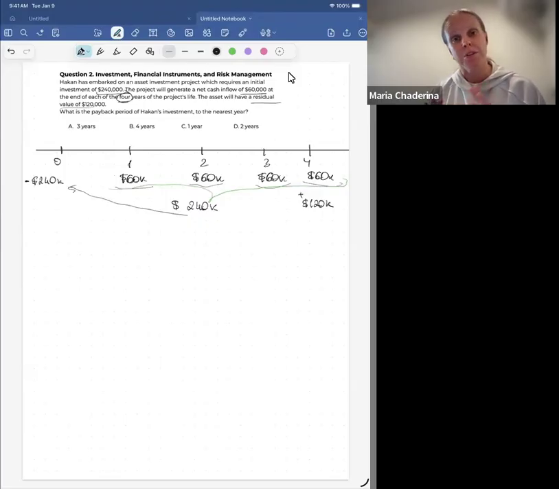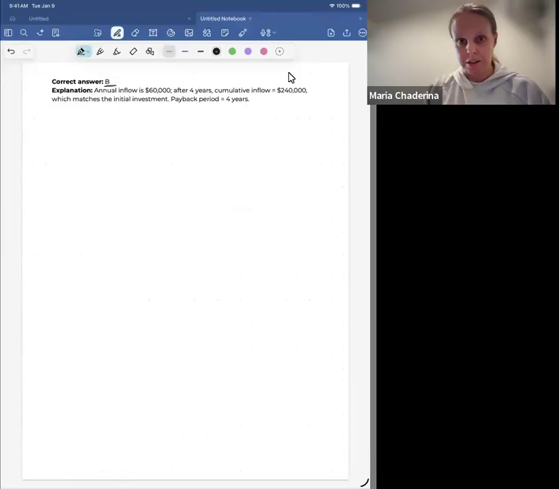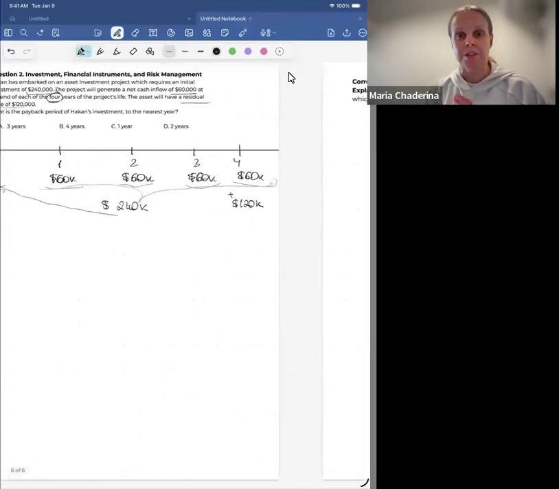So this is something to keep in mind: as a metric of whether an investment is worthwhile or not, the payback period ignores time value of money, risk involved in the projects, all of those things. It's a very crude metric. Just to confirm, in this version of the question, the answer is B.